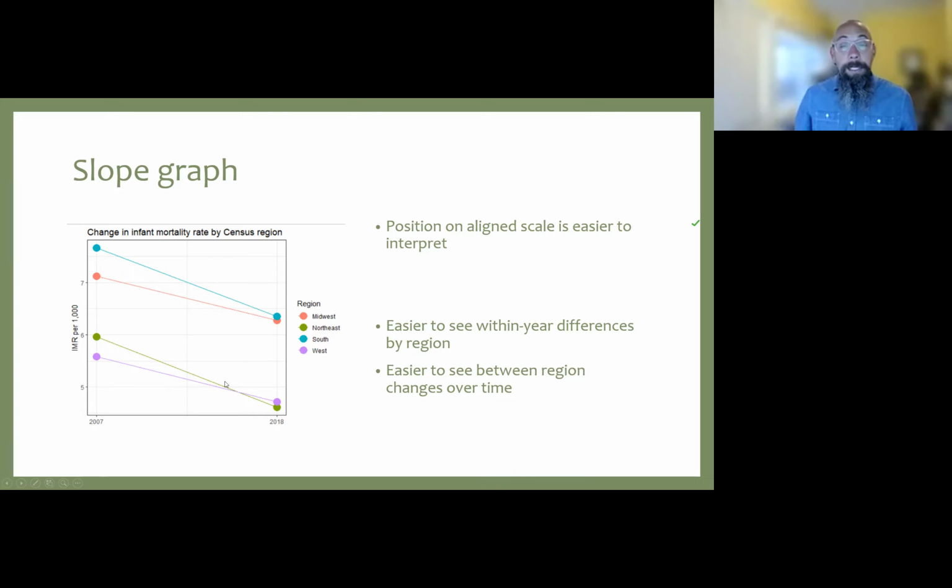So it's easier to see both within year differences by region and region differences over time. Now, I know I'm not going to convince you to go out and change every one of your bar graphs to slope graphs, and I think that probably wouldn't be helpful. But for those super diehard bar graph fans, think at least sometimes of when a different kind of visualization maybe gets the point across more readily.